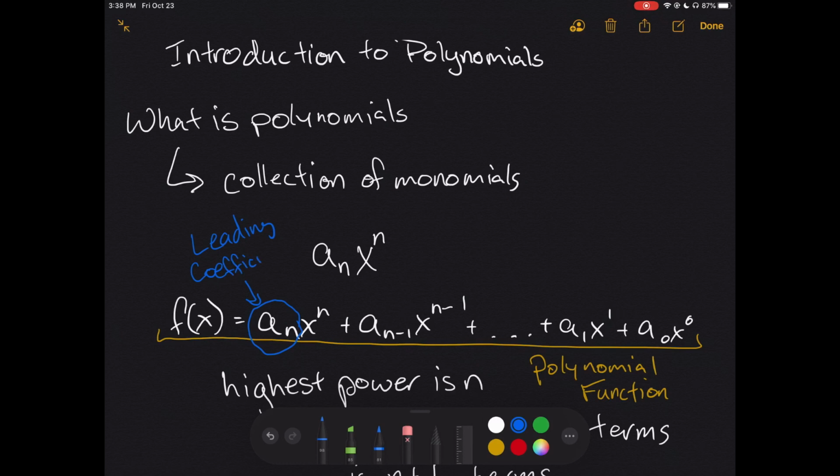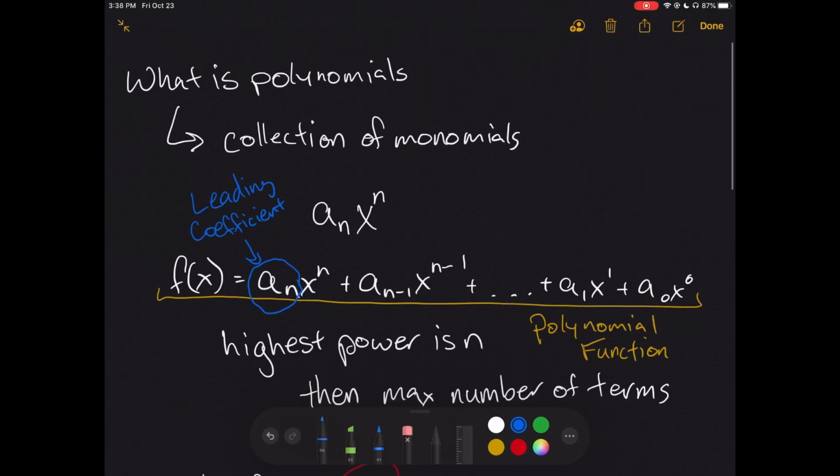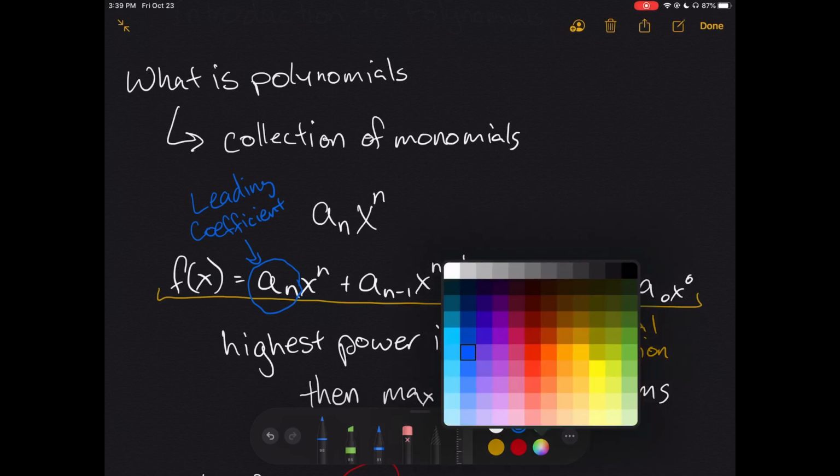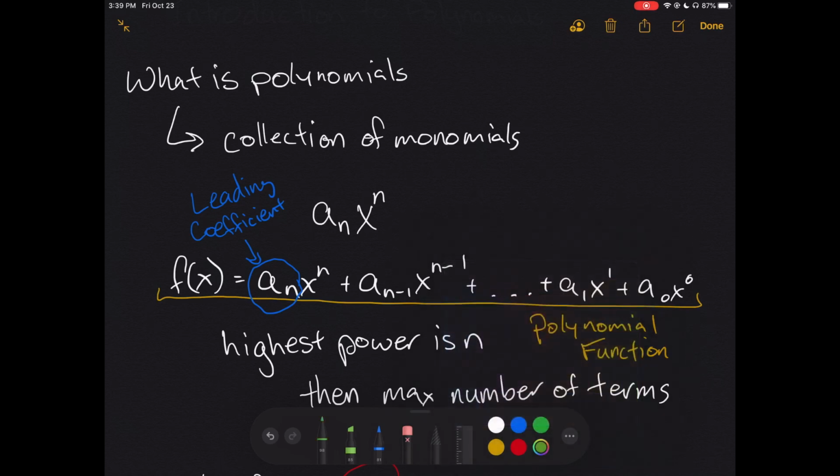A coefficient, if you don't remember, is just a number that we're multiplying something by. So I'm multiplying my x by a coefficient. It sort of scales up the values, or scales it down depending on what it is.